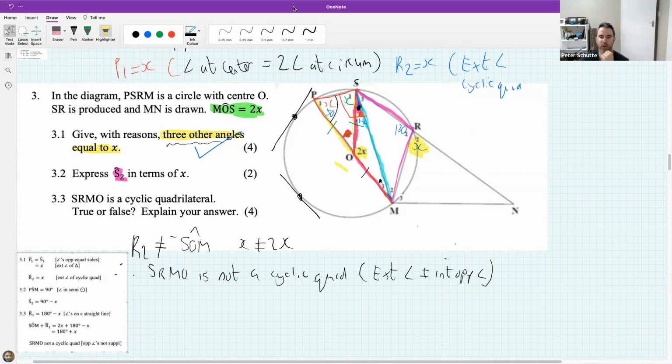And on Wednesday, we will continue with proving, kind of mixing in these other types of questions about proving something's a cyclic quad, or proving something's a tangent, or proving something's a diameter. And we'll just keep building our knowledge of the different types of questions.